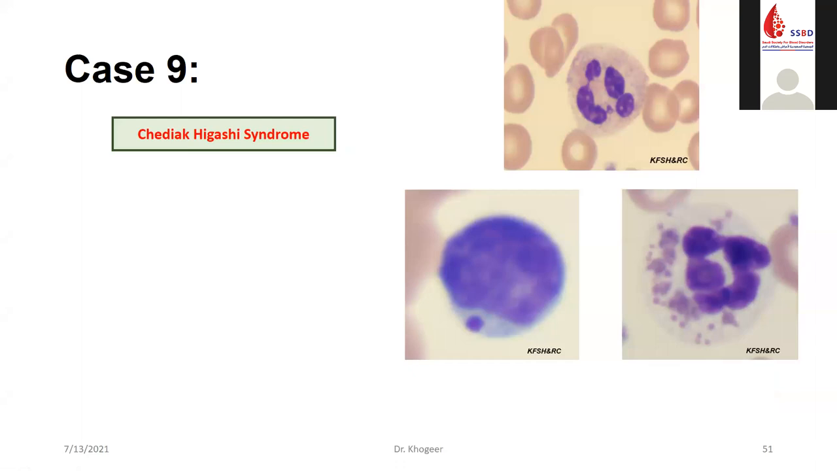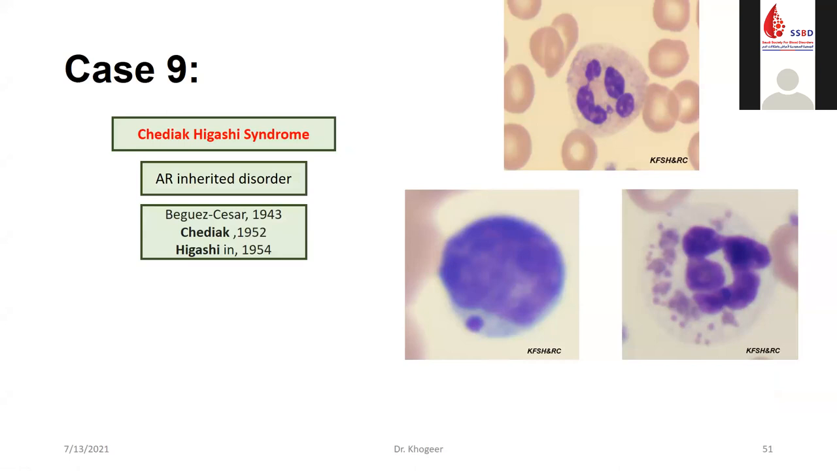Chediak-Higashi syndrome is a rare autosomal recessive condition that was initially described by Beguez Cesar in 1943, Chediak in 1952, and Higashi in 1954. This rare autosomal recessive disorder arises from a mutation of the LYST lysosomal trafficking regulator protein, also called the CHS1 gene, which leads to a decrease in phagocytosis.